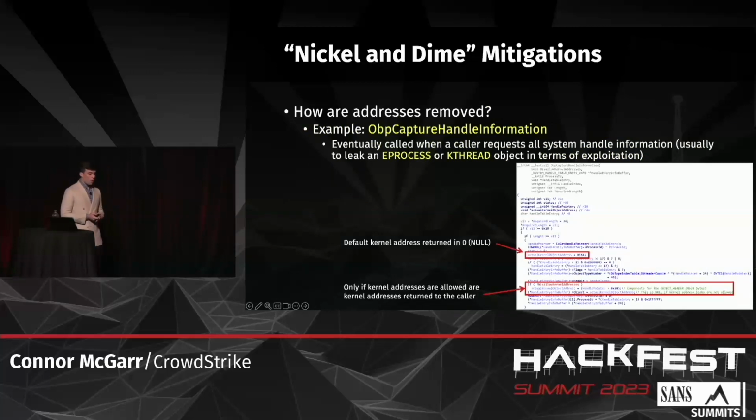How does this work? Well, when the NT call ObpCaptureHandleInformation occurs, the default kernel address returned into user mode is null, 0. And only if kernel addresses are allowed should this be returned to the caller. So either if the feature is disabled or if you have debug privilege.